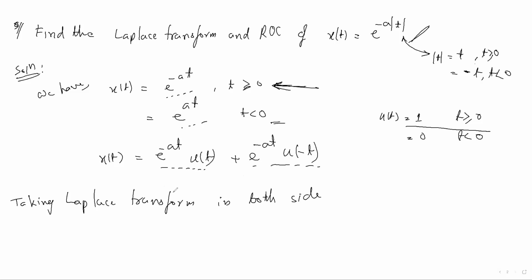Taking Laplace transform on both sides, what will we have? X of s is nothing but 1 by s plus a. Okay, and this Laplace transform is nothing but minus 1 by s minus a. Okay, so now a very interesting point is: what is the ROC of this signal?